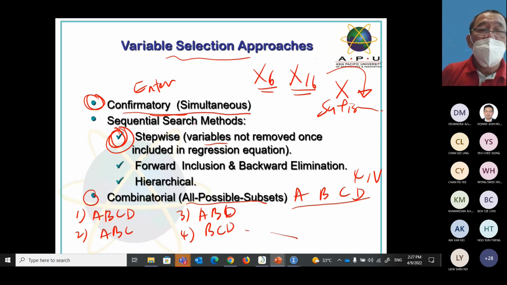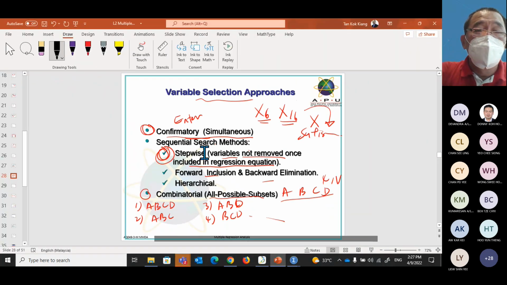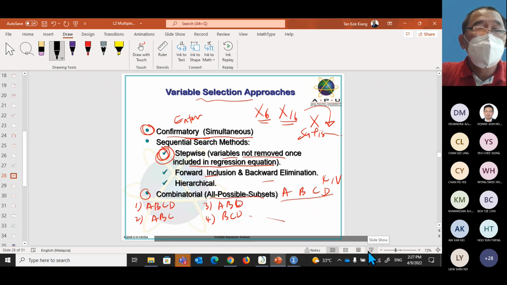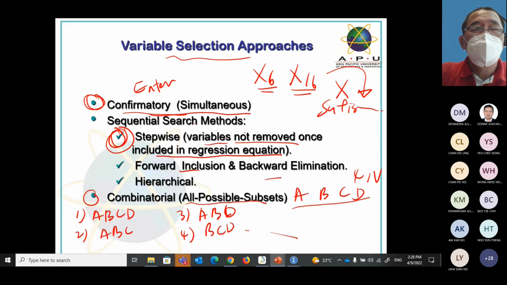You see, the variable is not removed once included in the regression equation. But the forward and backward may remove it. Okay, later. That is the difference between stepwise and forward. So meaning to say, if in stepwise the variables are not removed, then all the removed variables will be inside the equation as well? No, not like that.